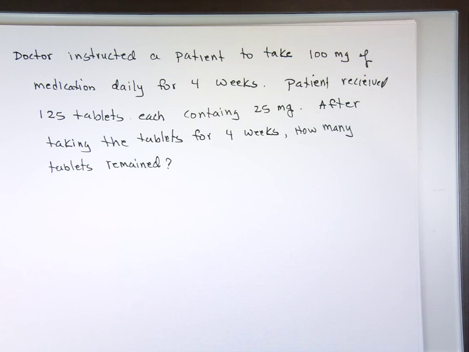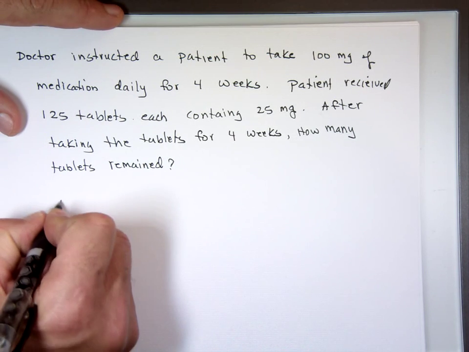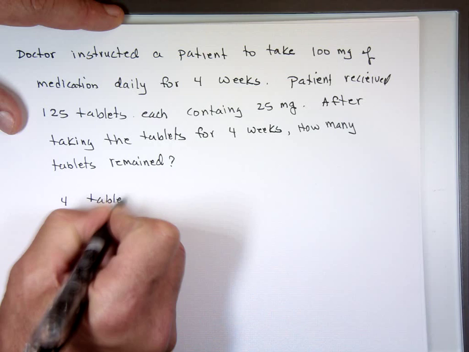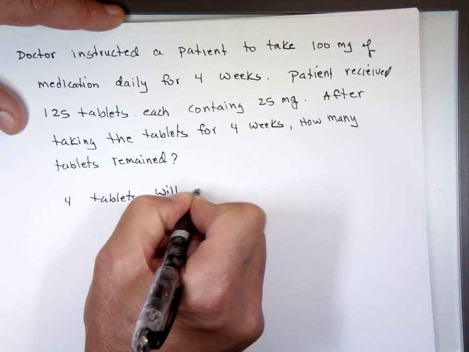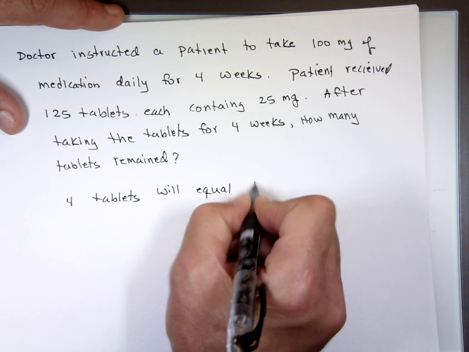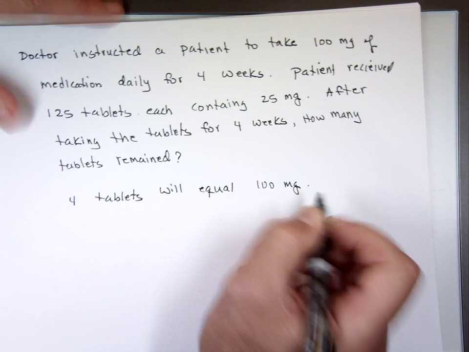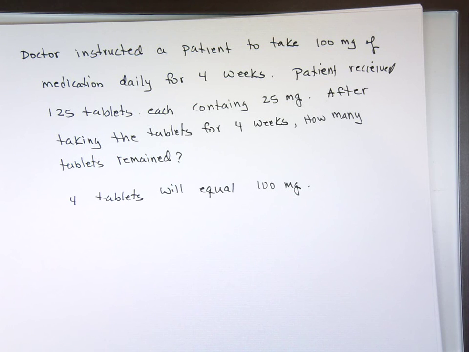Now, if you read the question slowly, the doctor wants you to take 100 milligrams of medication every day. But each tablet has how many milligrams? 25. So how many tablets a day do you need to take to get the 100 milligrams? 4. You need to swallow 4 tablets a day to make 100 milligrams, right? So 4 tablets will equal 100 milligrams. So every morning you have to take 4 tablets for how many weeks? 4 weeks.